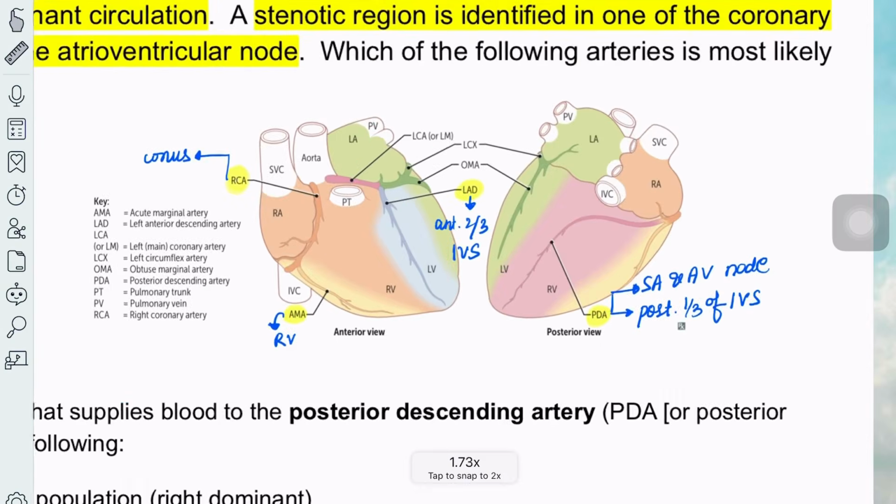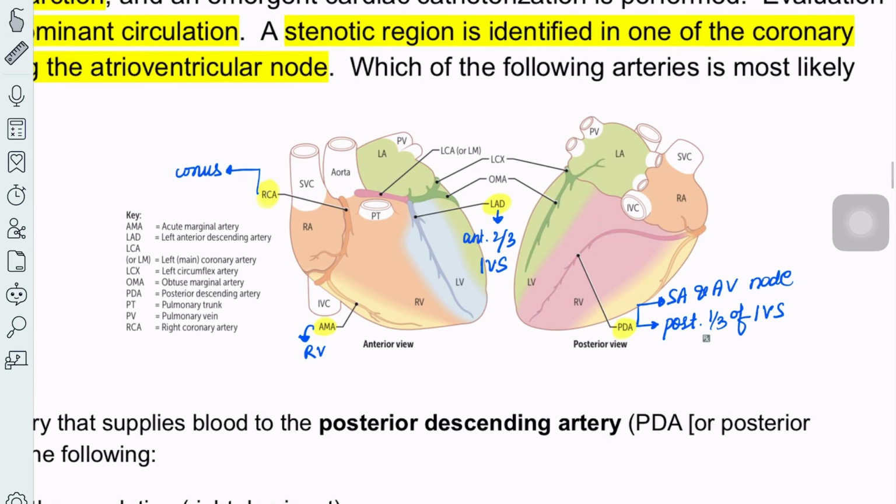So let's look at the blood supply. This is the right coronary artery and this is the left coronary artery. The right coronary artery first gives a branch to the conus, which is the smooth outflow tract of the ventricle. Then it gives the acute marginal artery which supplies the inferior border of the heart. Then it goes posteriorly. If the circulation is right dominant, it goes posteriorly as the posterior descending artery and supplies the AV node. If the dominance is left dominant, then the posterior descending artery arises from the left circumflex artery.